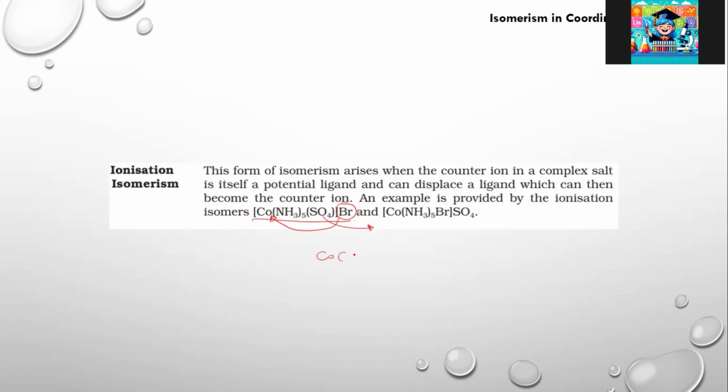So this complex, Co(NH3)5SO4 Br, and this one are ionization isomers. When they ionize, they give different ions. If we ionize this, we get Br minus and this complex cationic part. And if we ionize this, we get SO4 2 minus, and the complex part is this. So the difference is observed when ionization is happening.